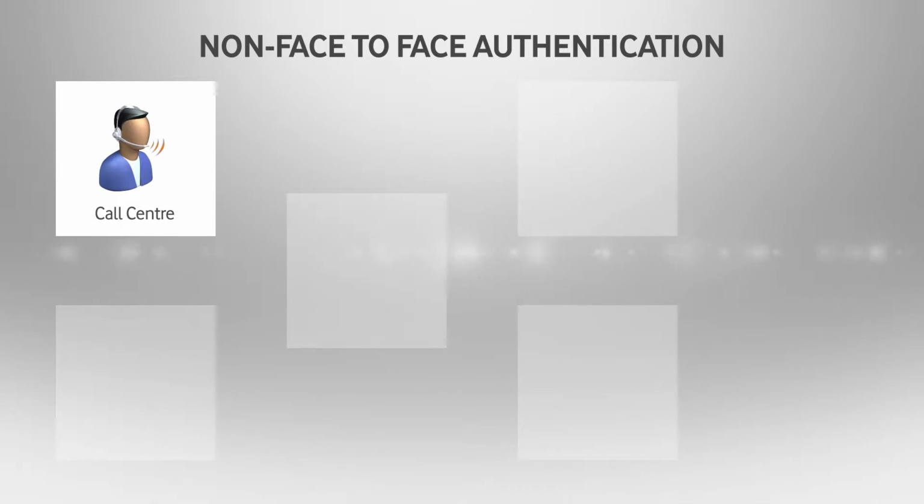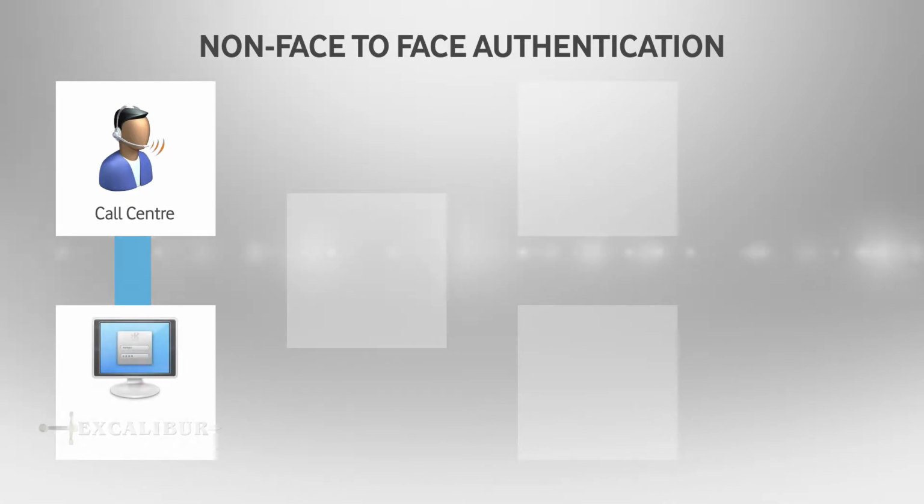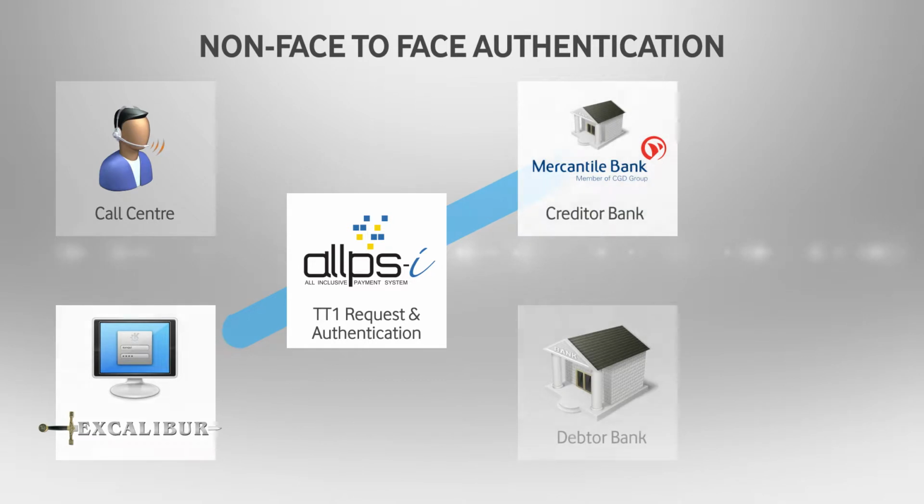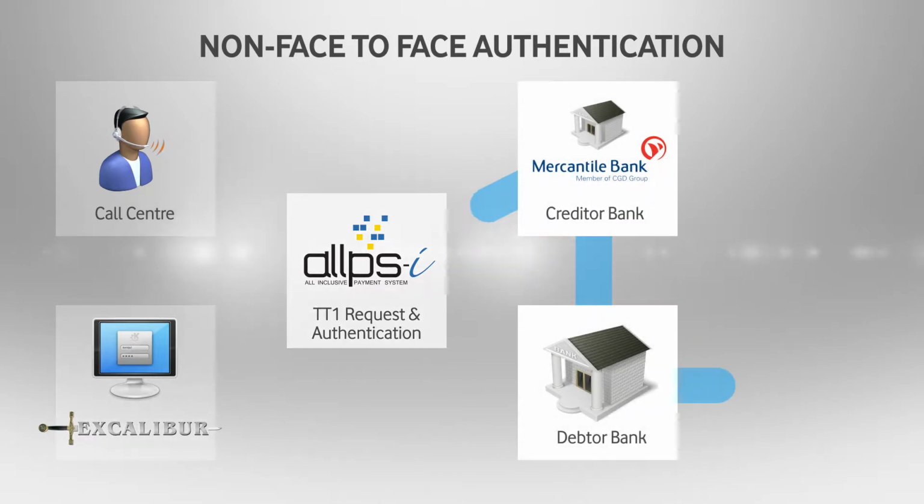The process for a real-time, non-face-to-face authentication will be as follows. Once a payment arrangement has been made with the debtor, which is currently in the form of a voice-recorded mandate, the details of the payment arrangement will be captured in Excalibur, and by utilizing the integrated solution between ALPS and Excalibur, a TT1 real-time request for the authentication of the DebitCheck payment instruction will be sent through to ALPS. ALPS will forward the authentication request through Mercantile Bank to the bank where the debtor has their bank account.